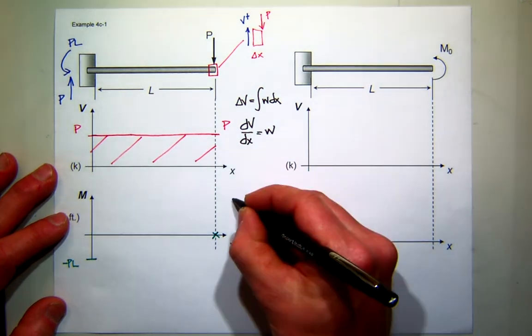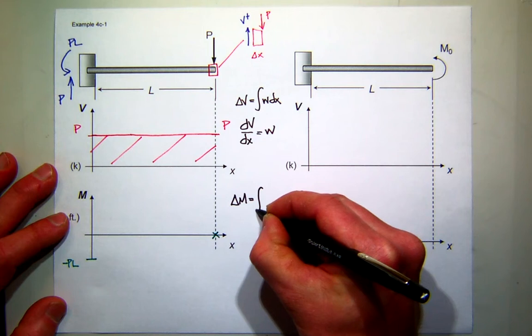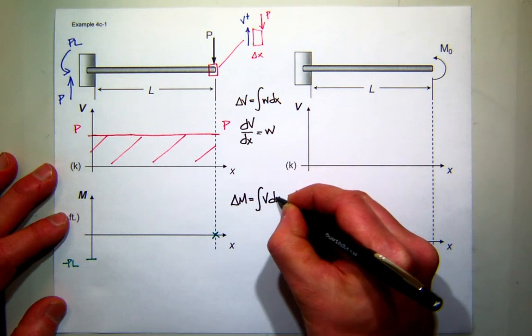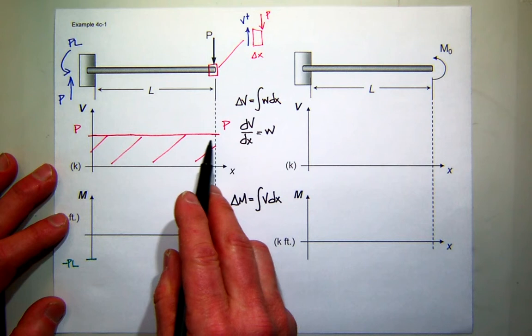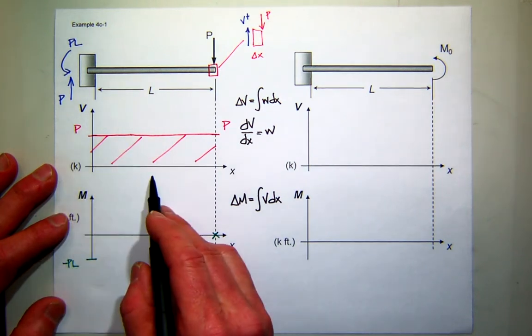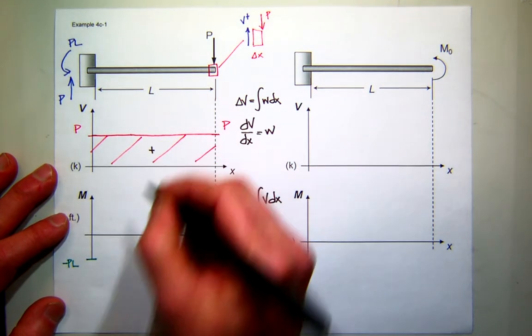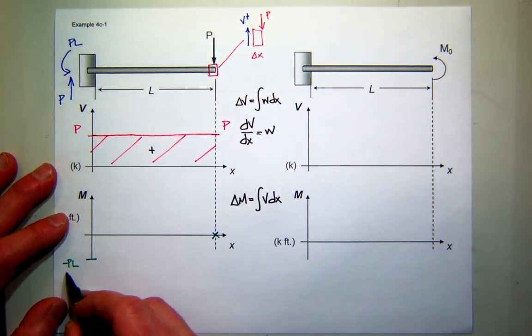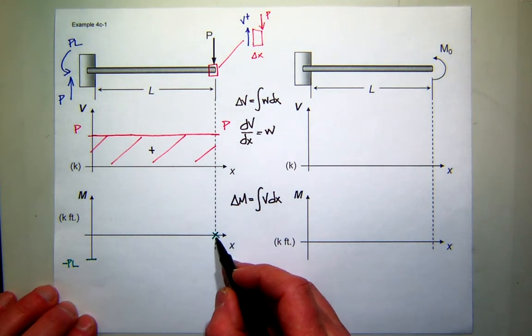So my relationships say the change in moment is the integral under the shear diagram. What is the integral, or the area, under the shear diagram? It's a rectangle. It's just base L times height P, and it's positive, right? So positive PL. So if I start at negative PL and I add PL to it, I get 0. Excellent.